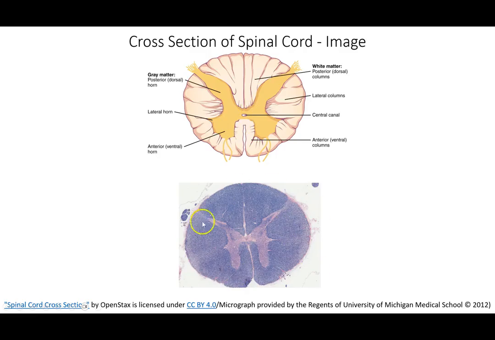Here's our actual cross section of a real spinal cord. It's been artificially stained, so it looks a little different here than some of these diagrams, but there's going to be slight differences in the structures depending on the person.